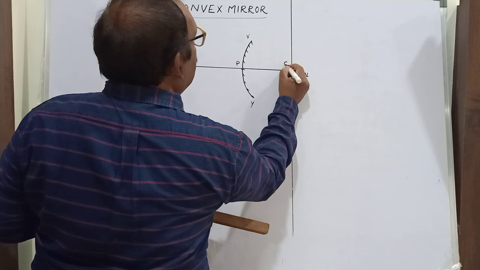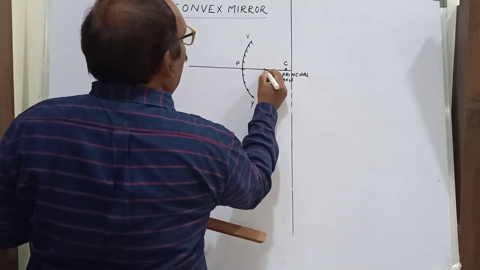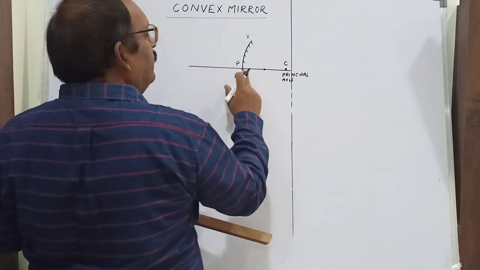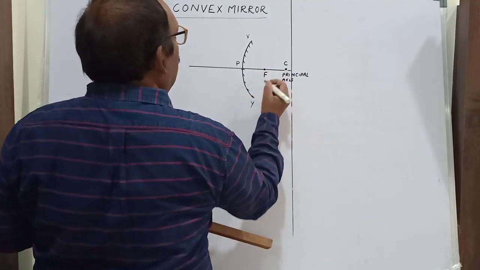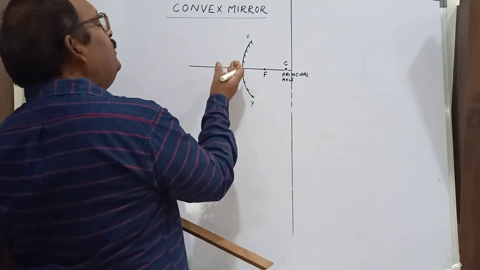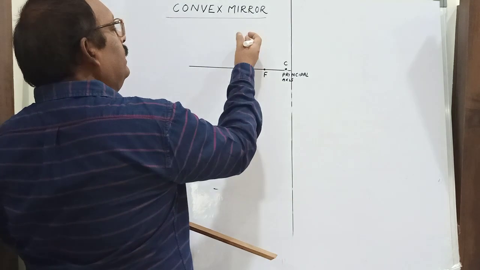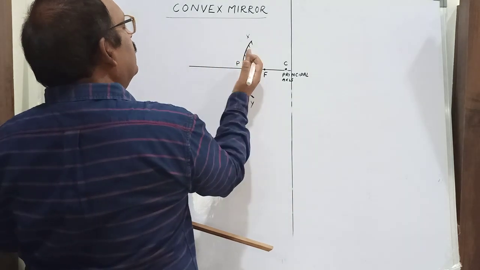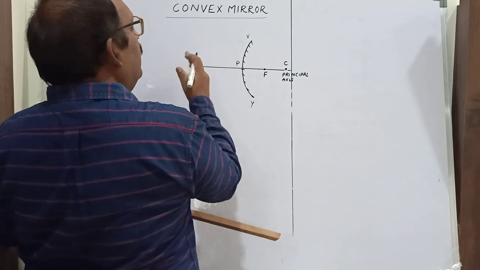This is center of curvature. So definitely there will be a focus. The focus will be the midpoint of what? PC. This is the focus. Now object must be placed in front of the mirror. In front of this is nothing but unpolished surface. A mirror is placed always, an object is placed in front of the mirror.